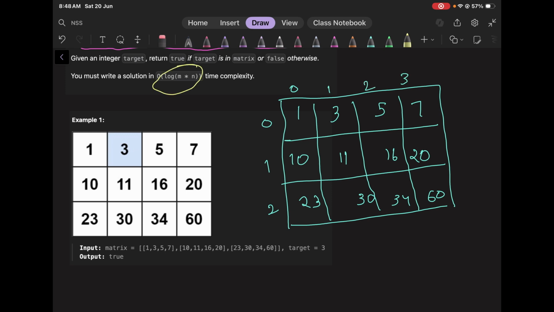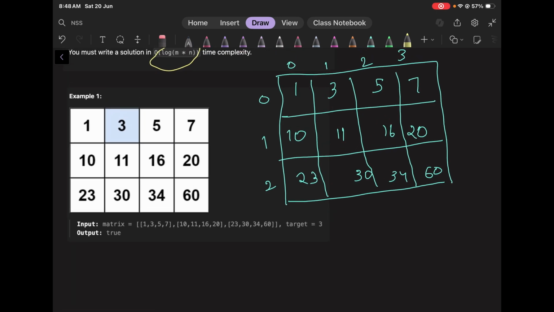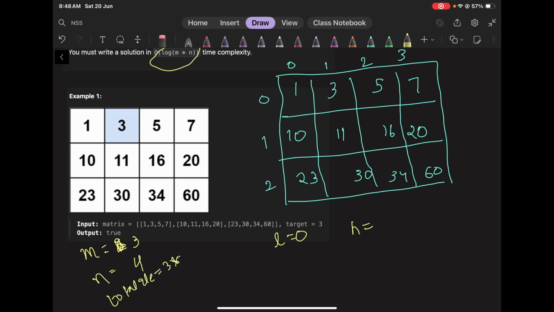It says we need to write the code in log of m cross n time complexity. So this hints us to write code using binary search. So I do my low as 0 and my high as total number of elements. So my m, that is number of rows, here will be 3, and my n, that is number of columns, would be 4. So total elements would be 3 into 4, which is 12. So my low is 0 and my high is 11.